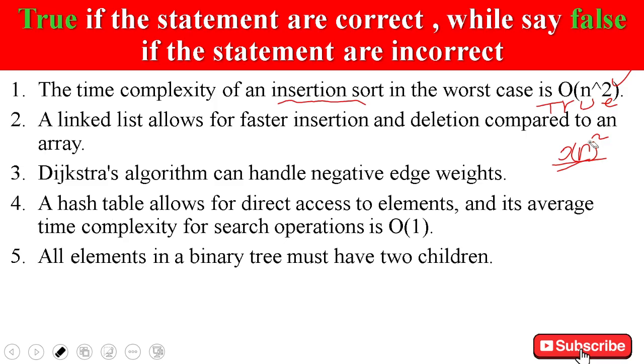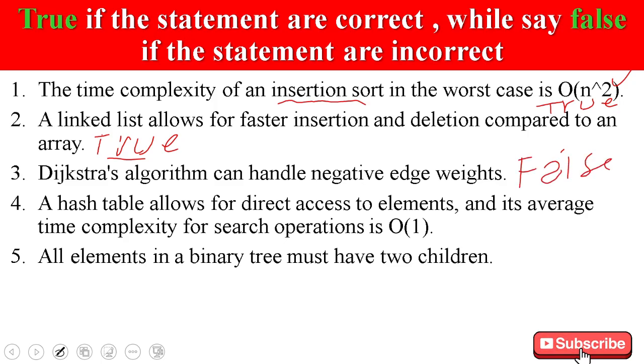Okay. The second question says, a linked list allows for faster insertion and deletion compared to an array. This is also true. Compared to an array, a linked list has faster insertion and deletion operations. The third one: the Dijkstra algorithm can handle negative edge weights. This is strictly false because the Dijkstra algorithm does not handle negative edge weights.